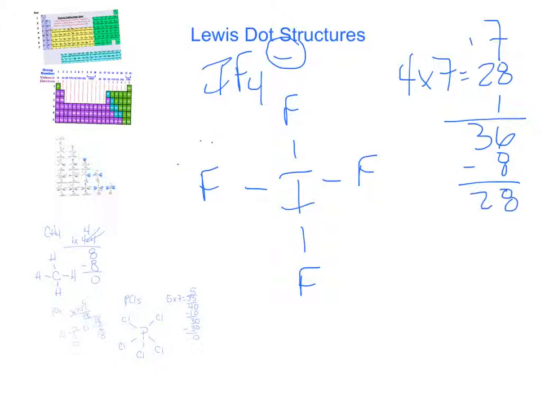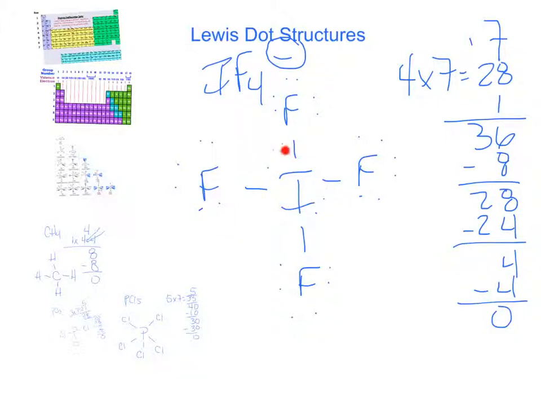Now we add our electrons to the fluorines. That's 4 times 6, that's 24. So it leaves us with 4 electrons. Those extra 4 are in lone pairs on the central atom. So minus 4 equals 0. So that is the structure.